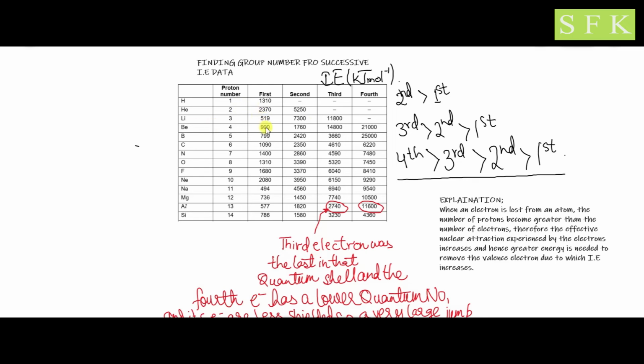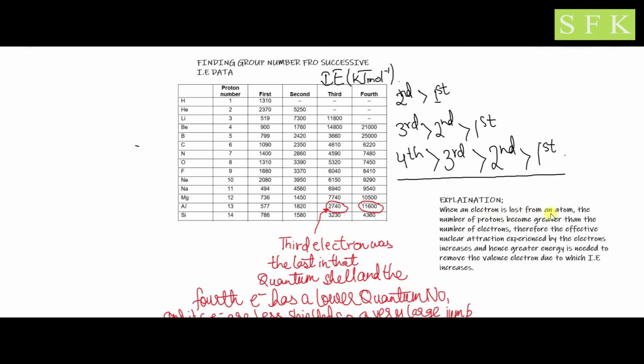If you observe something, the first ionization energy is less than the second ionization energy, and then the second ionization energy is less than the third ionization energy, and then the third ionization energy is less than the fourth ionization energy. Now, why is this so? Basically, I've given the explanation over here.